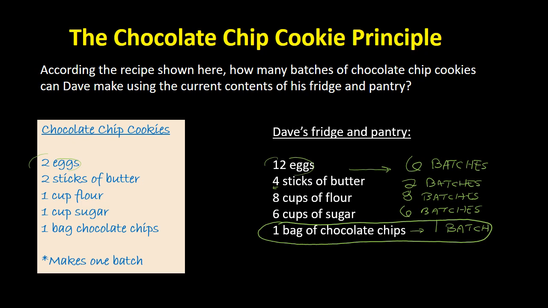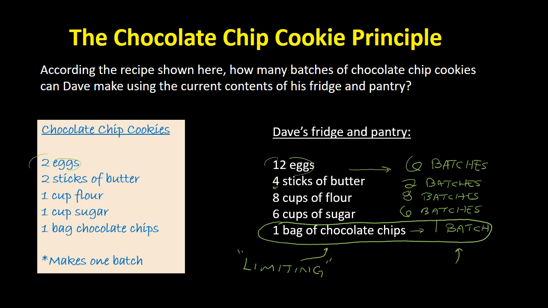Okay, so the amount that he can make is 1 batch. The chocolate chips here are the thing that's going to run out first as he's trying to make batches of cookies. As soon as he runs out of chocolate chips, he can't make any more. So the chocolate chips we would say are limiting, because they limit how many batches he can make. Here we might say that's a limiting ingredient.